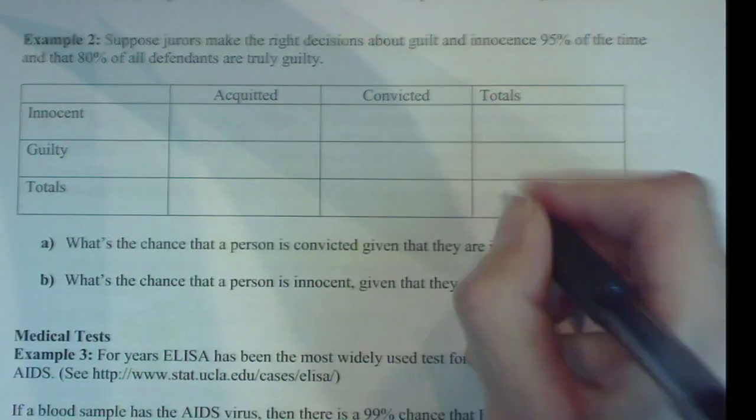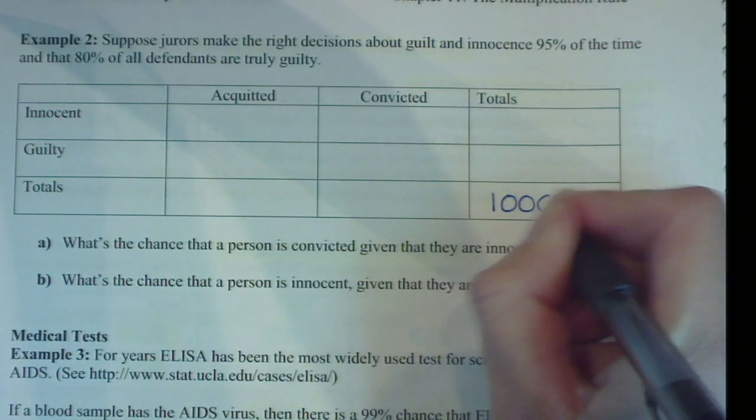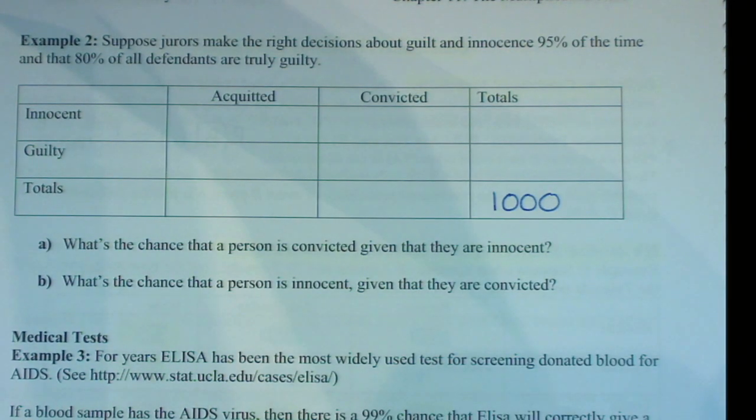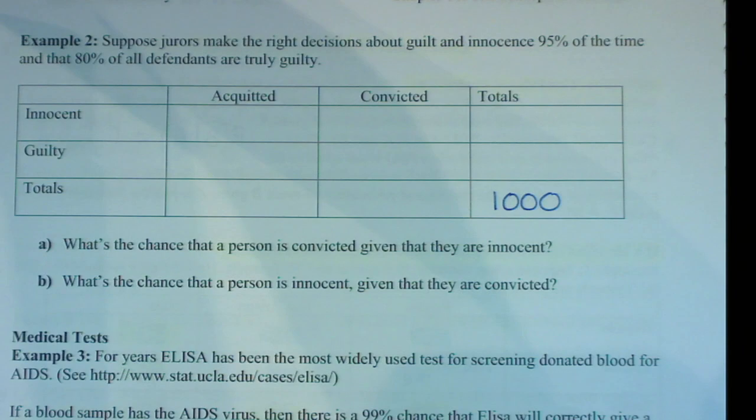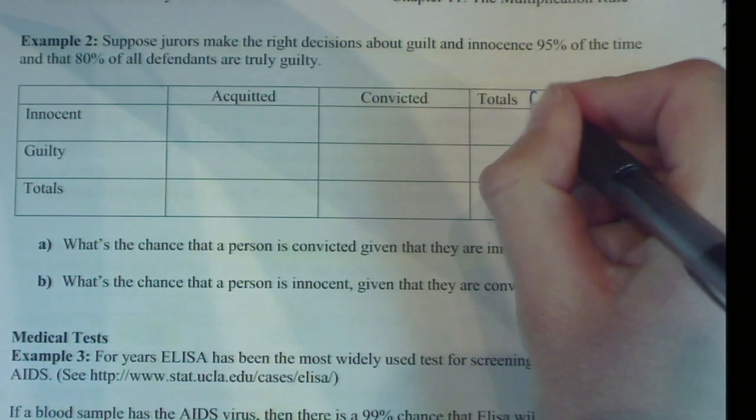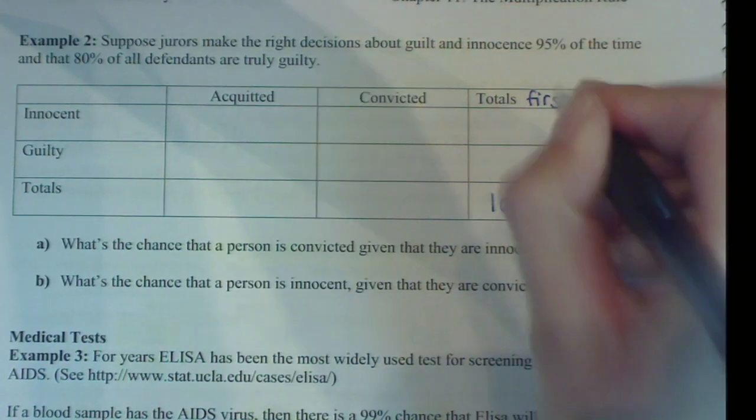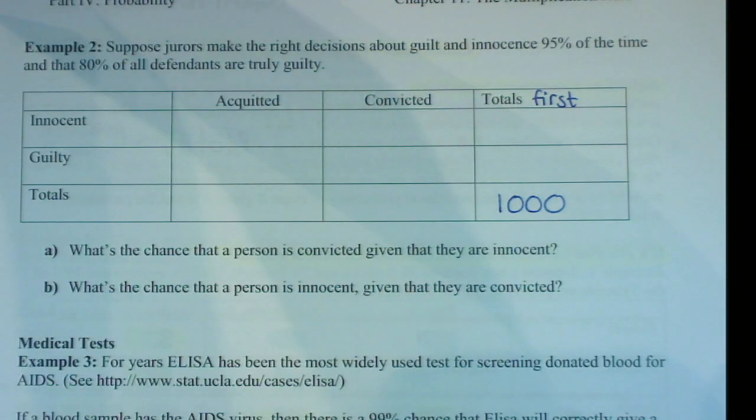So let's fill out our table for, let's just say we have 1,000 people. I'll always tell you guys how many people to fill out your table for, but really it doesn't actually matter. Regardless of how many people you have, your probabilities are going to be the same. So let's do 1,000 people. So I want to fill in my total column first. So I need to know what piece of information tells me either what percent of people are innocent or what percent of people are guilty.